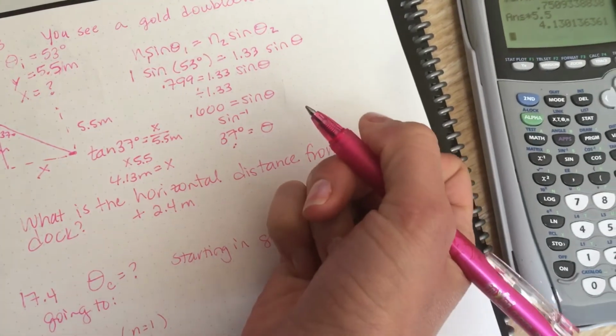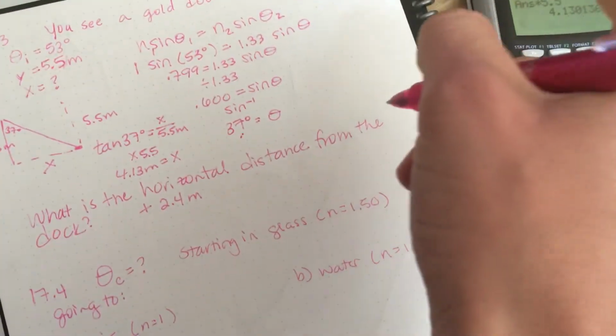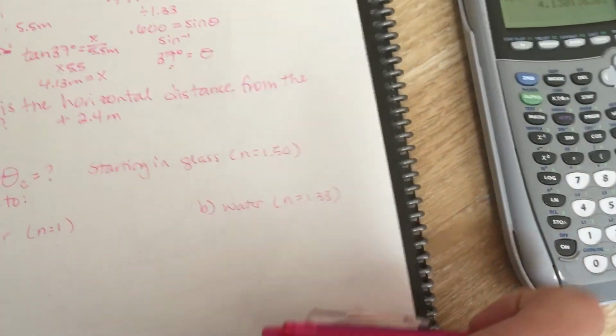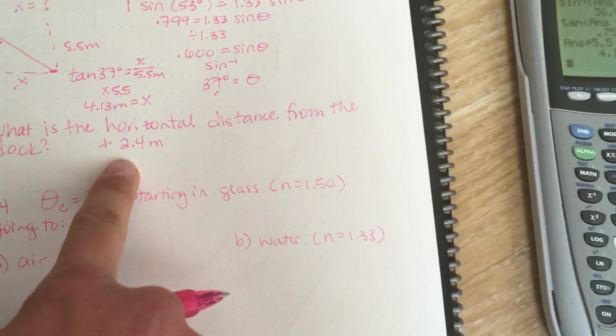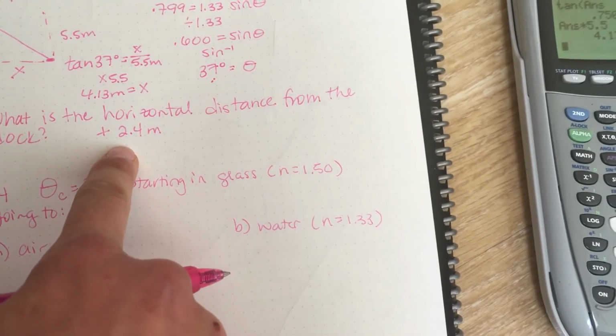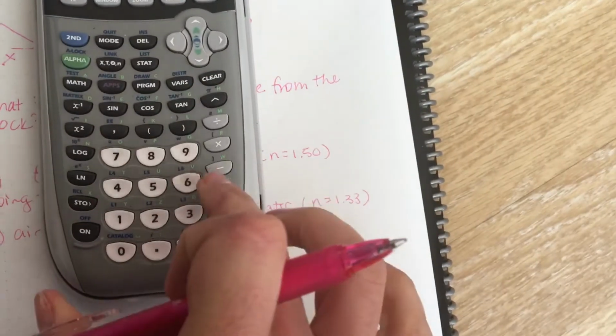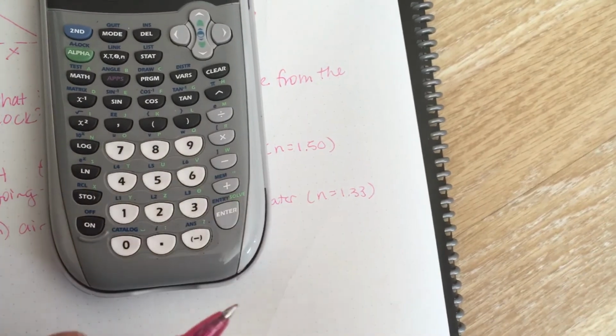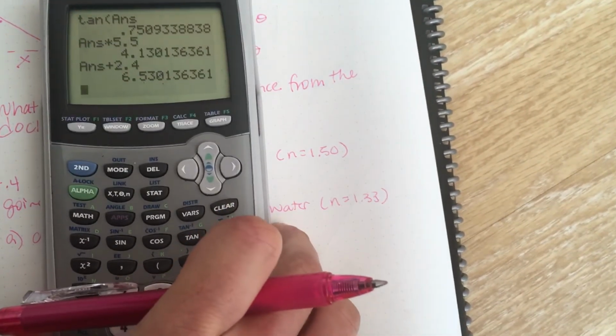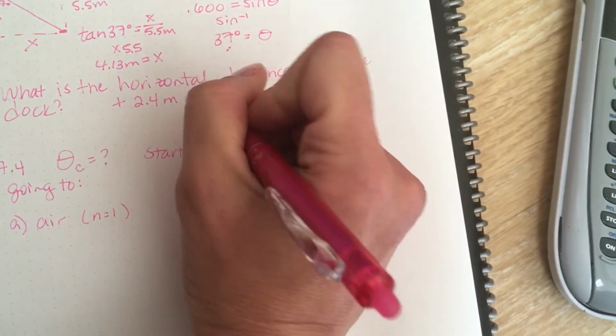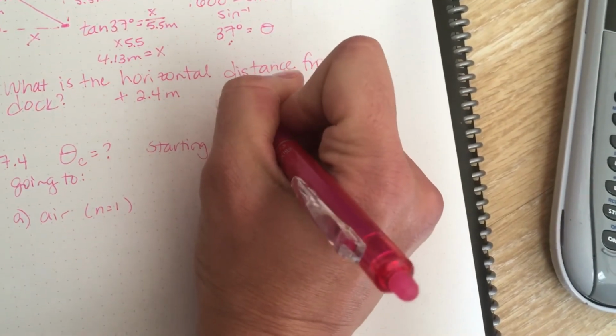But we're not done, because the problem asks how far it is from the end of the dock. Fortunately, we know that our laser pointer entered the water 2.4 meters from the dock. So we can just take our answer and add in 2.4. So 6.53 is our answer.